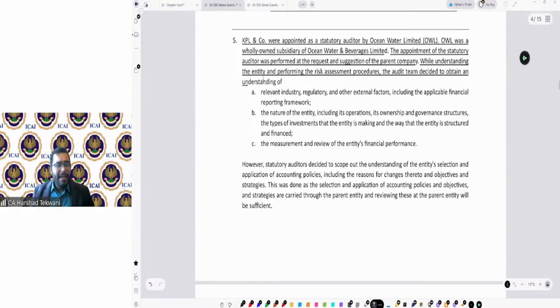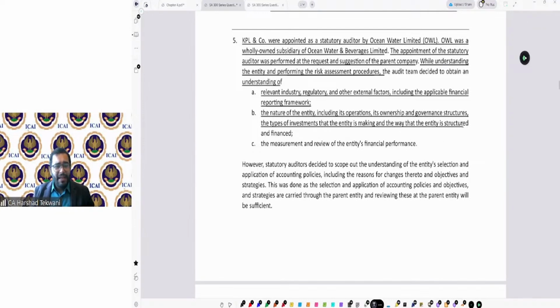While understanding the entity and performing the risk assessment procedures, the audit team decided to obtain an understanding of relevant industry, regulatory, and other external factors, including the applicable financial reporting framework, nature of the entity, including operations, ownership, governance structure, type of investment that the entity is making, and the way the entity is structured and financed, measurement and review of the entity's financial performance.